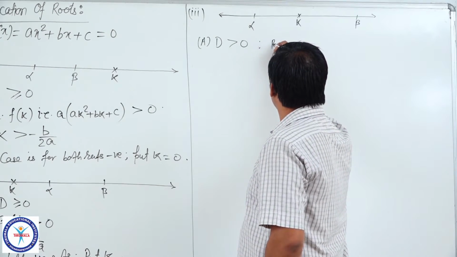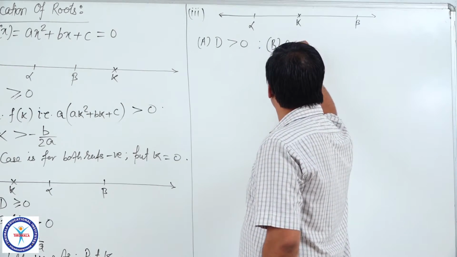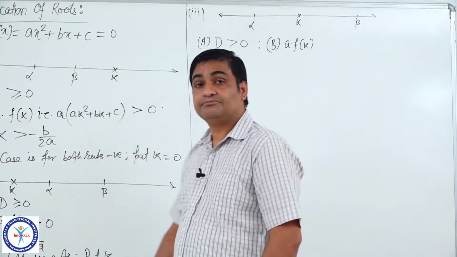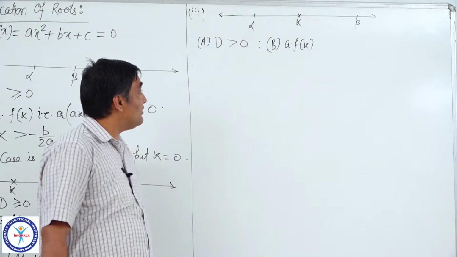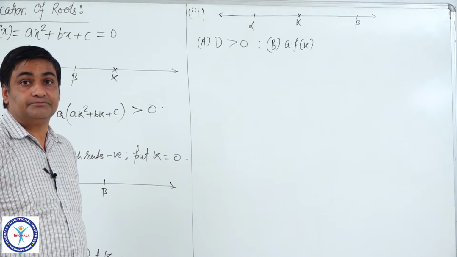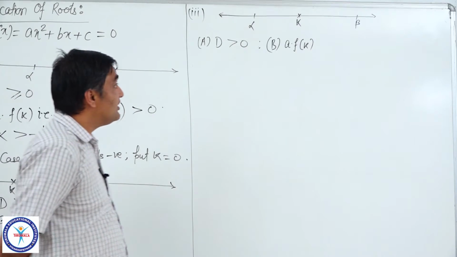Now condition B, what is a into f of k? A into f of k, positive or negative?